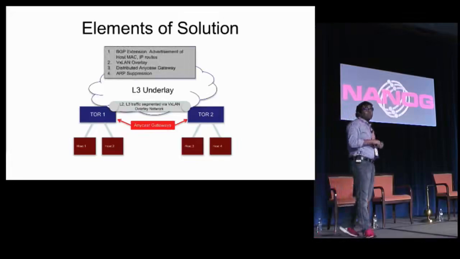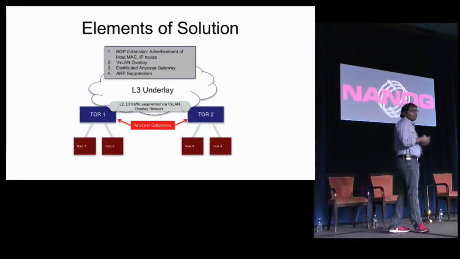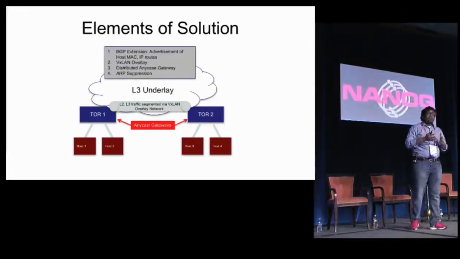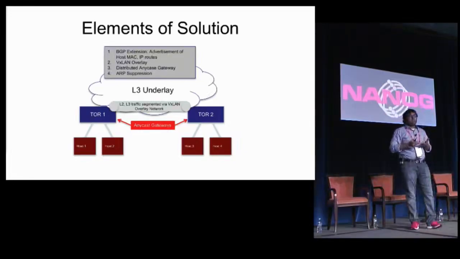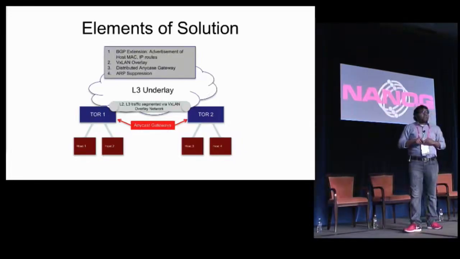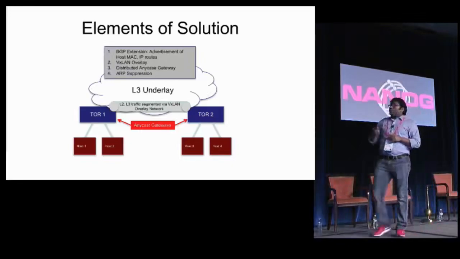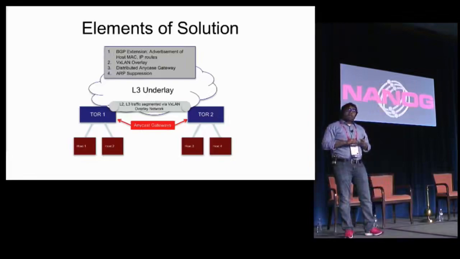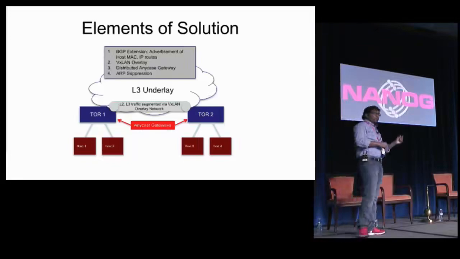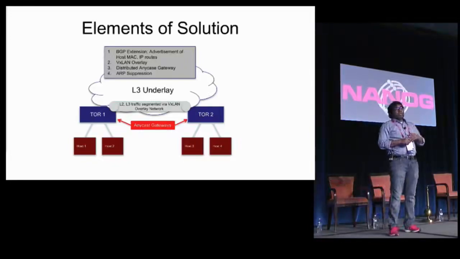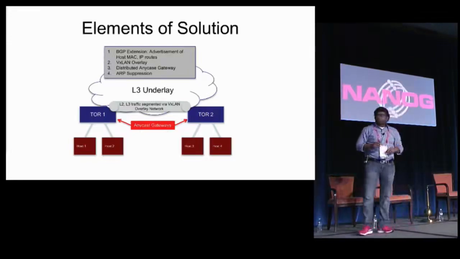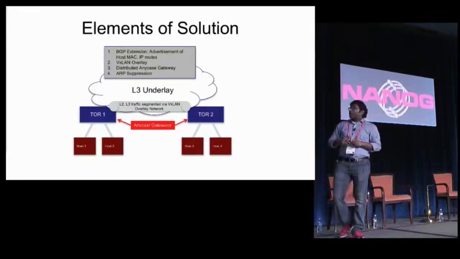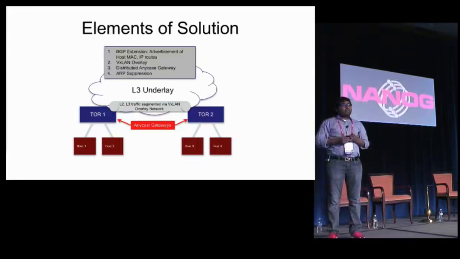And the solution to the whole problem, to reduce the flooding and all the problems that you're facing with the regular flood and learn mechanism or ingress replication, is using the BGP extension, which advertises two routes for each end host. One is the layer 2 MAC address, and one is MAC plus IP information. So whenever the BGP advertisement goes out, it has layer 2 plus layer 3 information. You also have VxLAN overlay, distributed anycast gateways, and ARP suppression.